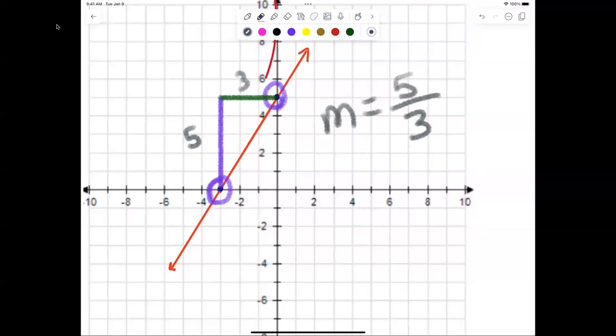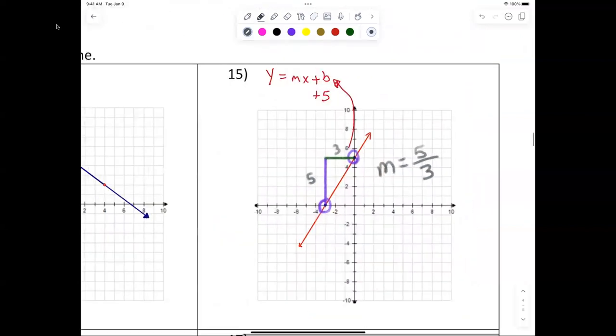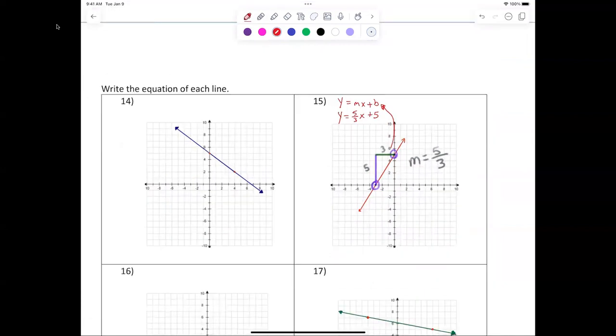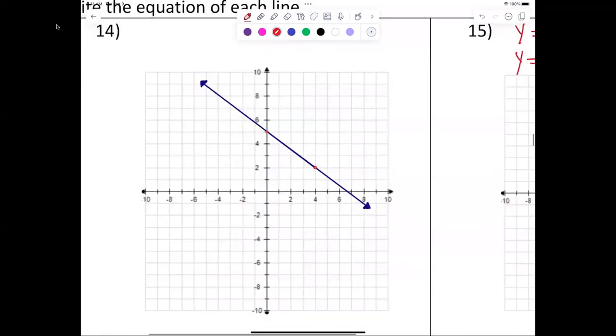Come on, we can do this. Luke, you with me on that? So now all I do is I replace the m with what? So y equals 5/3 x plus 5. That's the equation. That's how easy. All right, let's take a quick look. Let's go to 14. Let's see how good we are. See if you paid attention.